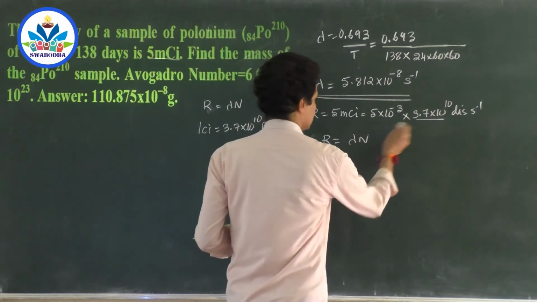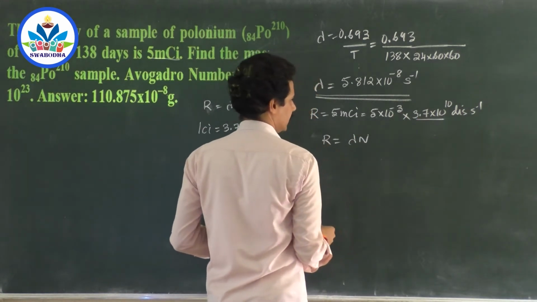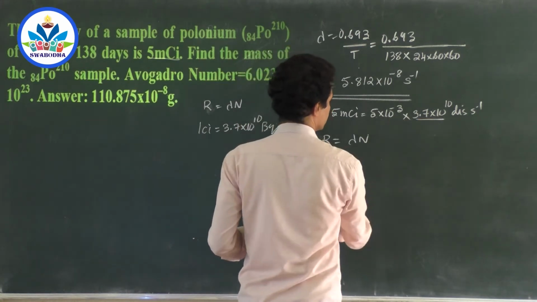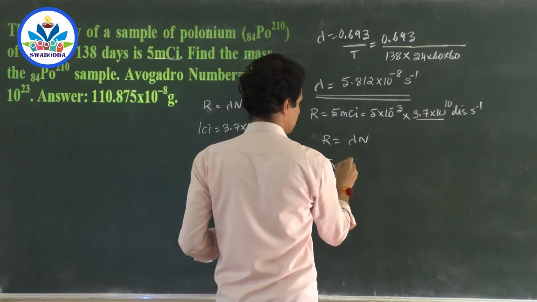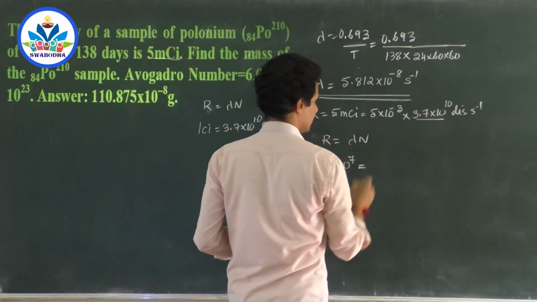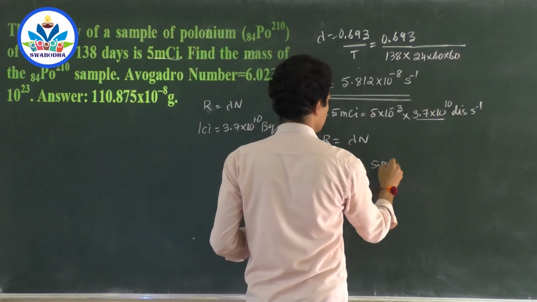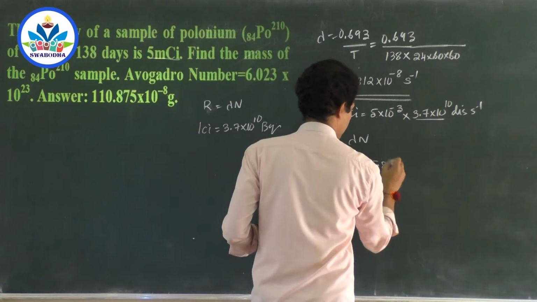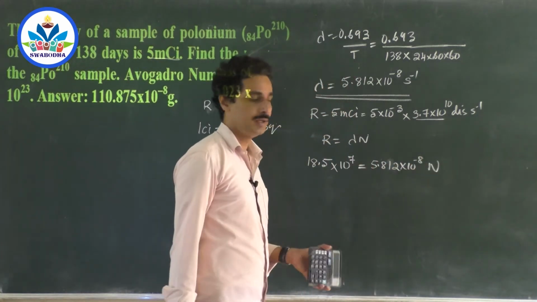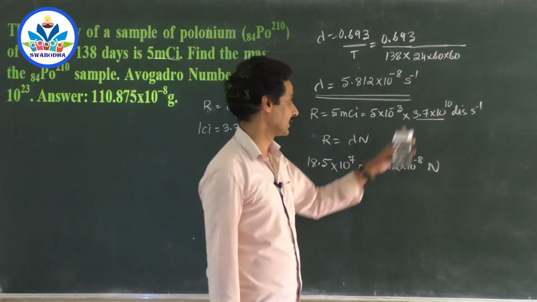Now what is the radioactivity? Shall I multiply this? 5 sevens are 35, 18.5, correct? 18.5 into 10 to the power 7 is equal to lambda, 5.812 into 10 to the power minus 8, into the number of atoms in the sample. This many number of atoms show this much of activity in disintegrations per second.